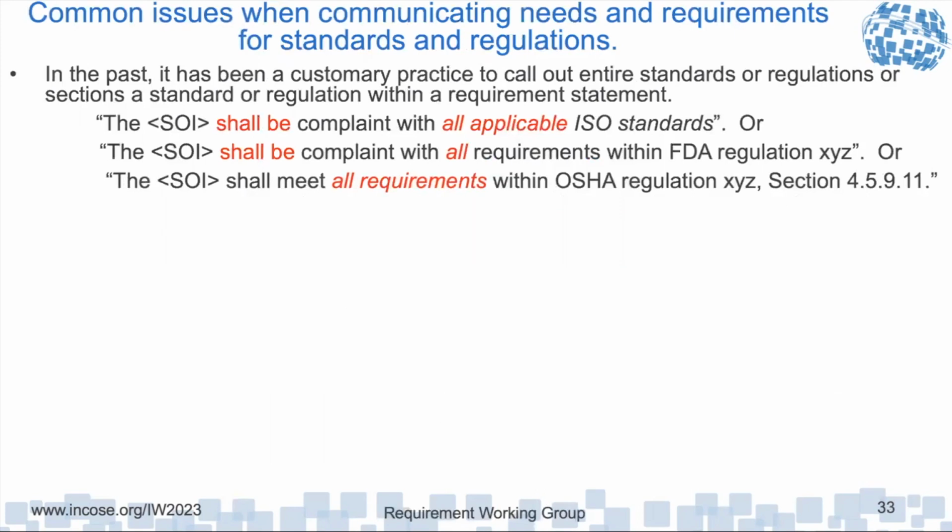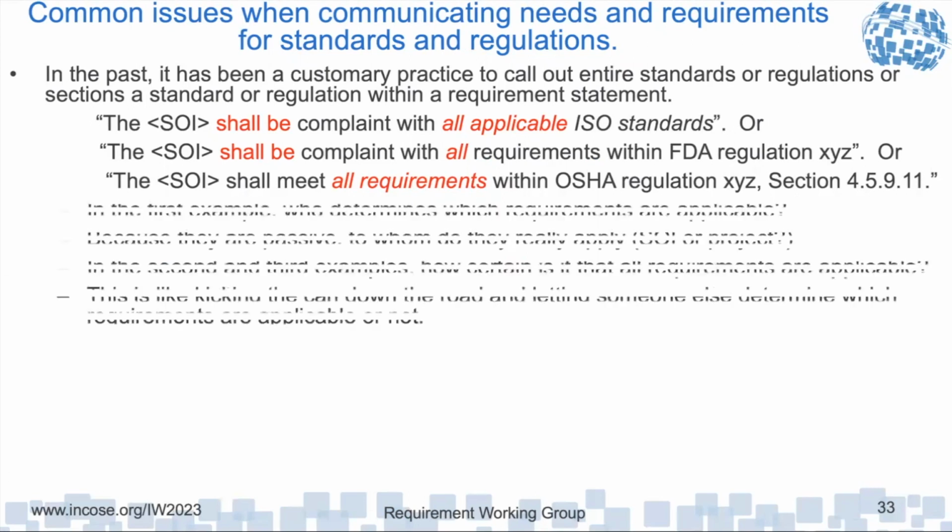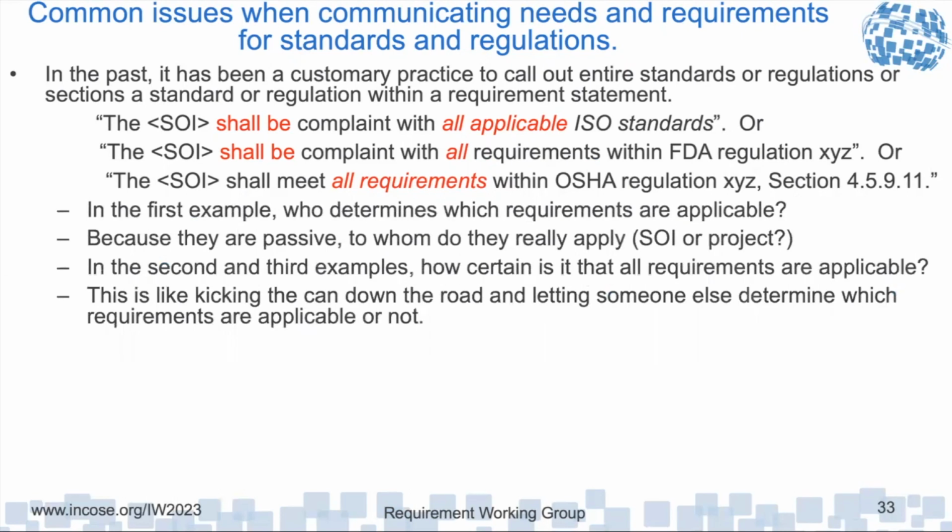And in the past, it's been a customary practice to call out entire standards or regulations or sections within a requirement statement. The system of interest shall be compliant with all applicable ISO standards. And I know a lot of you are cringing at that. Or shall be compliant with all requirements within FDA regulation XYZ, or shall meet all requirements within OSHA Reg XYZ section 45911. But in the first example, who determines which requirements are applicable? Because they're passive, who do they really apply to? It says shall be. So is it really a requirement that applies to the system of interest, or does it apply to a project process that's used to develop the system of interest?